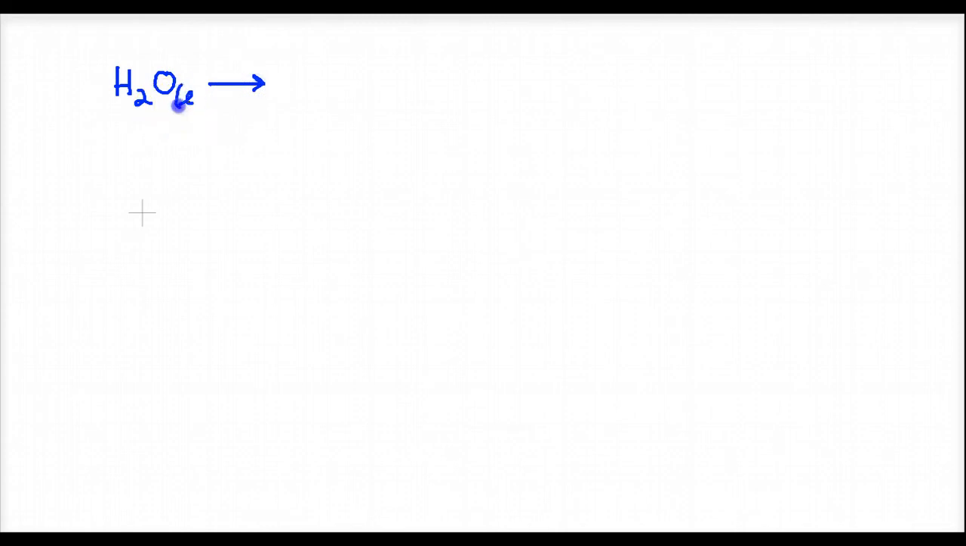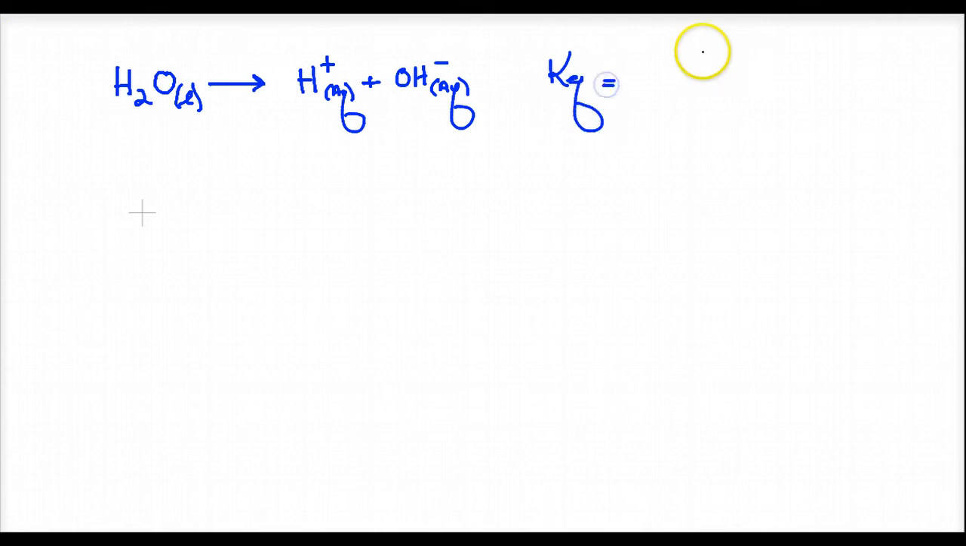So I have my liquid water, and it does self-ionize into a proton and a hydroxide. Now it doesn't do it that much, and I know that because it has a K equilibrium constant, and that K equilibrium constant is 1 times 10 to the negative 14.